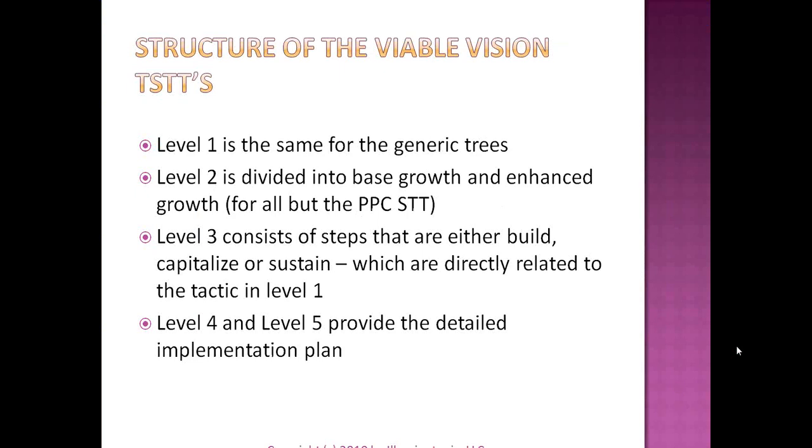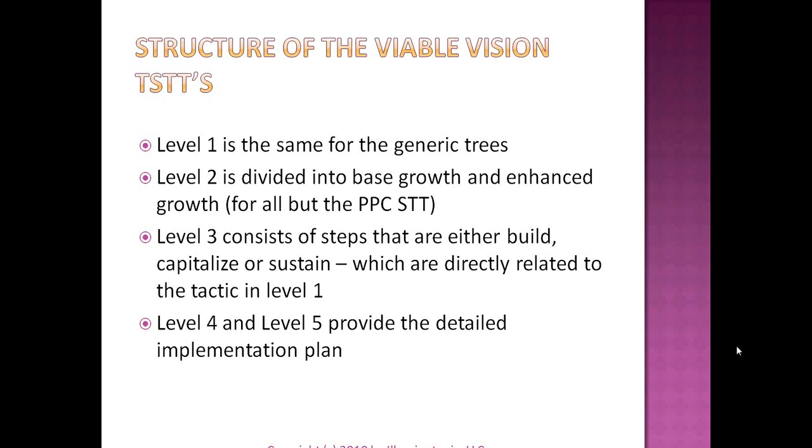So I just want to briefly give you a structural description of the transformational strategy and tactic trees for Viable Vision. Level 1 is the same as the ones that Ellie released in the public domain, which are the ones that Goldratt Consulting has been using in implementations in various countries, especially India, and there's quite a few going on in the U.S. and some other countries. Level 1 is the same for the generic trees, or should be pretty much the same. Level 2, initially, was exactly the same. Level 2 is divided into base growth and enhanced growth for all but the pay-per-click strategy and tactic tree.